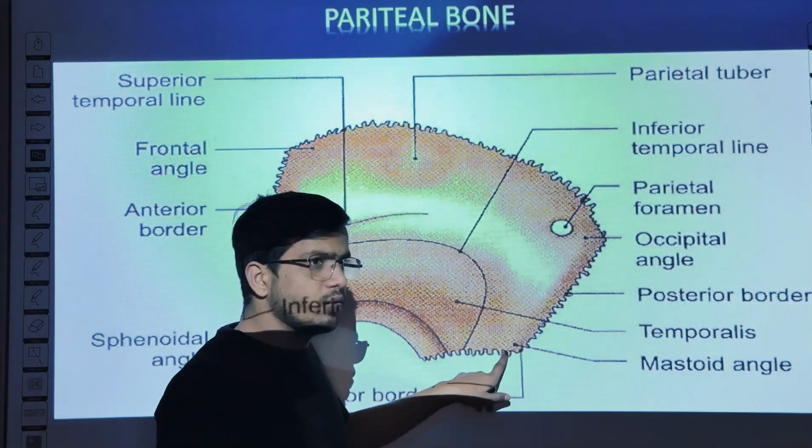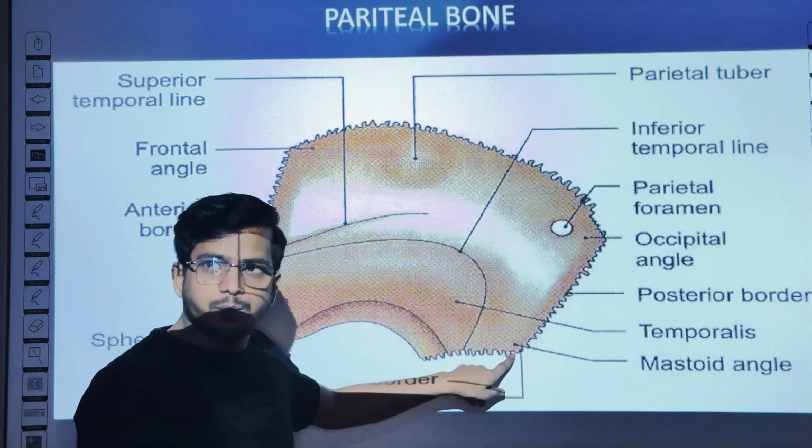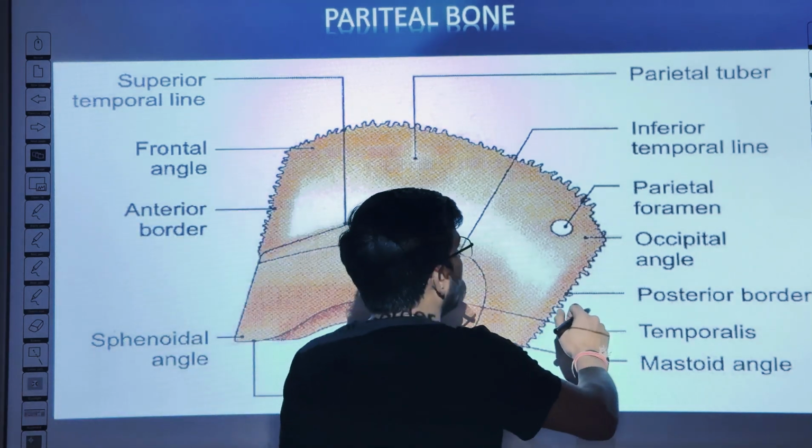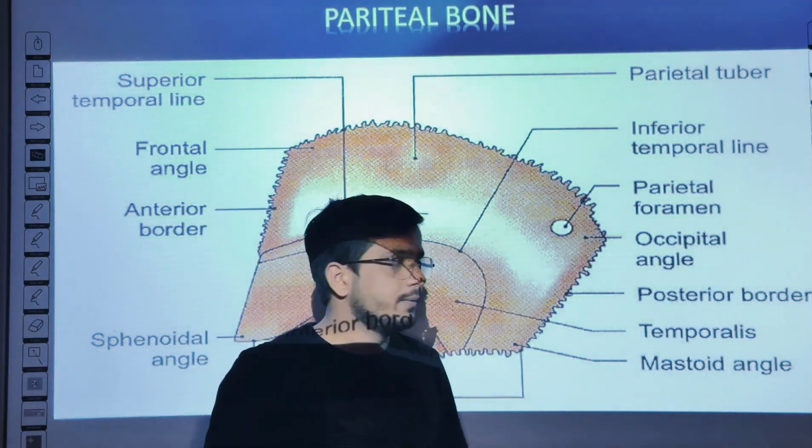Then we have the mastoid angle. The mastoid angle is also called the posterior inferior angle. And we have the occipital angle. This is called the posterior superior angle.